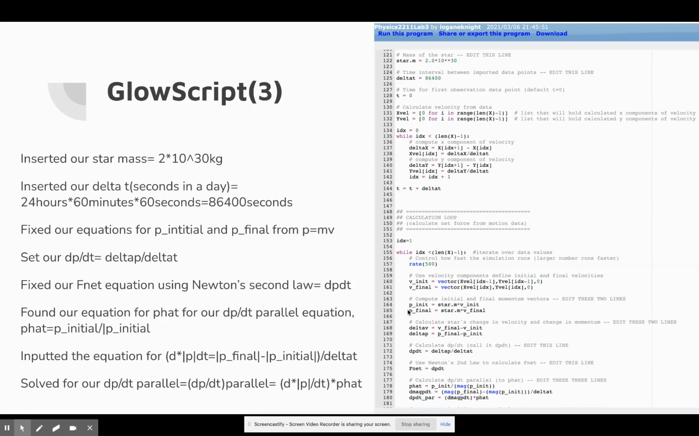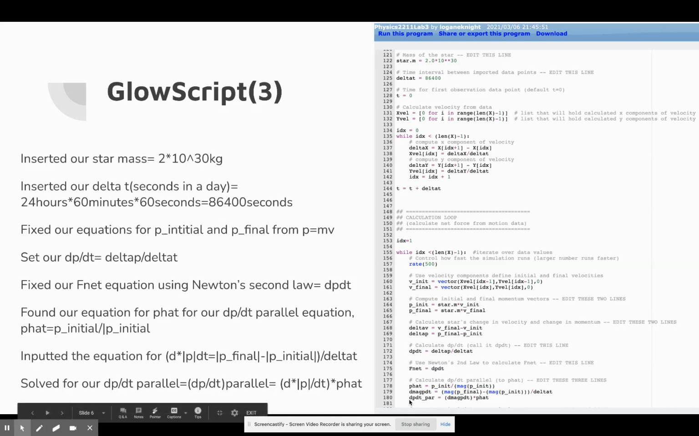And then down here we start to input our different equations. We got our P initial, P final, which we then use for our delta v and delta P equations down here. And then from our delta v and delta P, we're able to get that dP over dt, which we can then set equal to F net. And as we continue down, we're going down this line solving for the different variables needed for the next line of code.